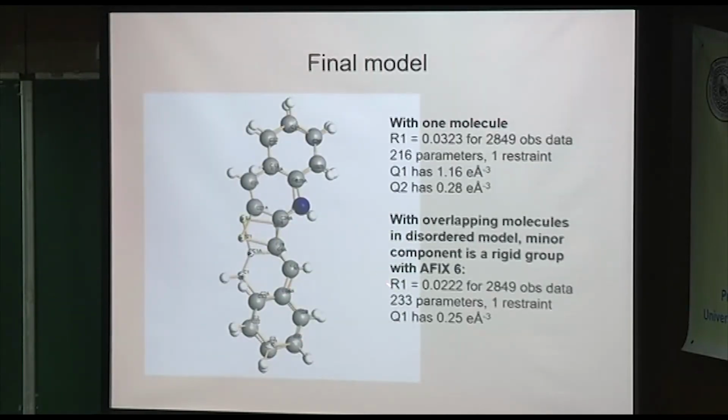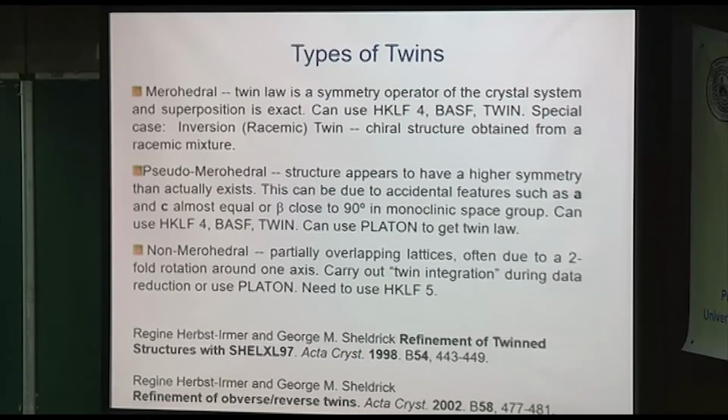This is a different sketch of it. But the R value dropped, okay, not a huge amount, 0.03 to 0.02. But you see it in the difference map. Before adding the second molecule, the biggest Q peak was 1.16, and afterwards 0.25. So we had taken care of all of those Qs at least, which was satisfying to see. Okay, so more about disorder later.